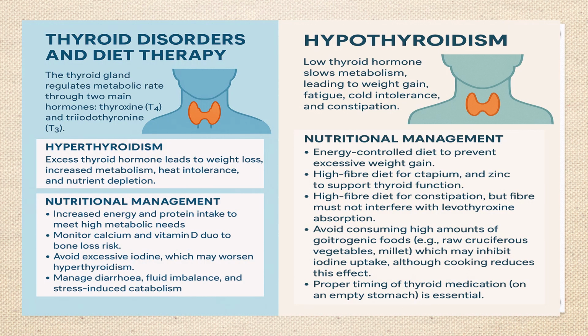Thyroid disorders and diet therapy. The thyroid gland regulates metabolic rate through two main hormones, thyroxine and triiodothyronine. We have hyperthyroidism and hypothyroidism. For hyperthyroidism, there is excess thyroid hormone leading to weight loss, increased metabolism, and nutrient depletion.